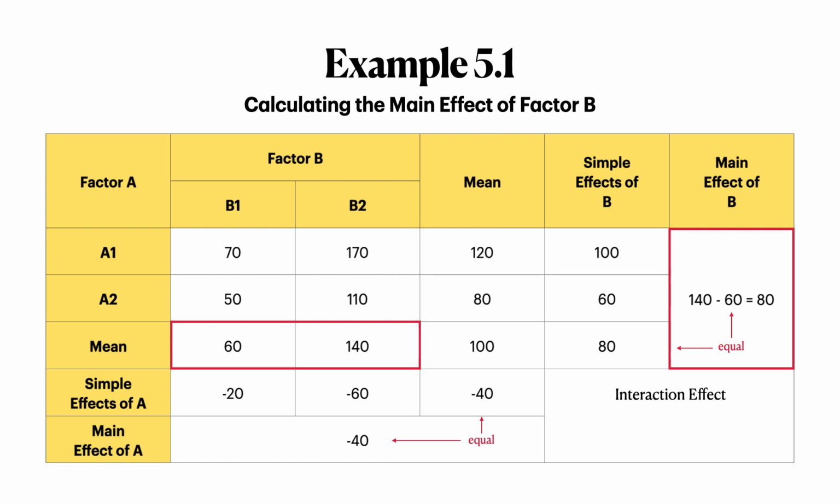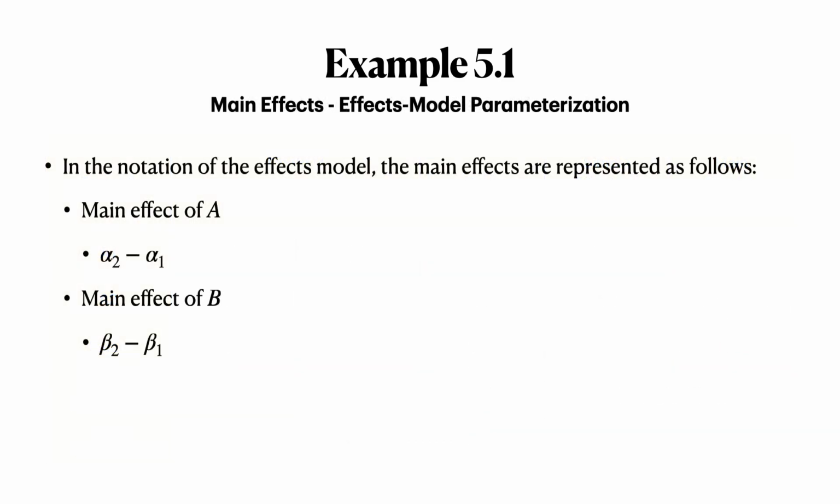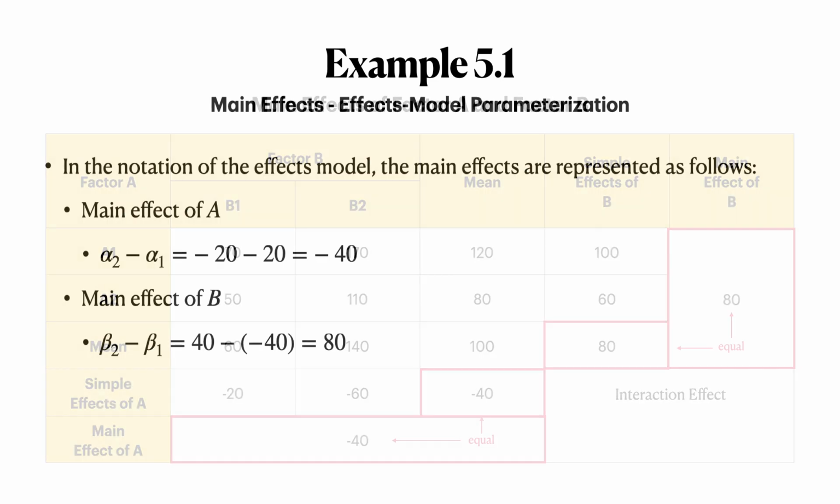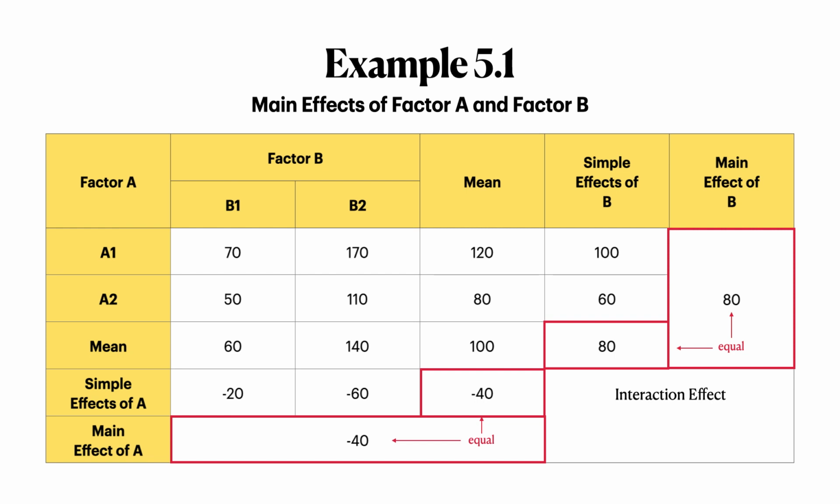So we've seen here two different ways for calculating the main effects of A and B. But there's a third way as well. In the notation of the effects model, the main effects are represented as follows. The main effect of A is equal to alpha 2 minus alpha 1, and the main effect of B is equal to beta 2 minus beta 1. And so when we plug in those values, which remember we were given for the alphas and the betas in the statement of the example, we get negative 40 for the main effect of A and 80 for the main effect of B. And you can see that those agree with the values for the main effects that we calculated using the other methods.